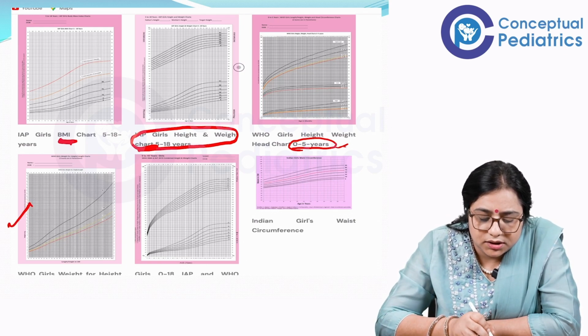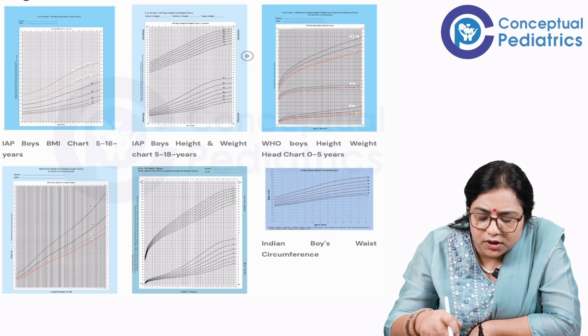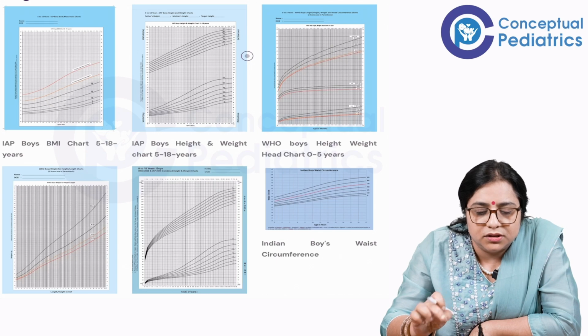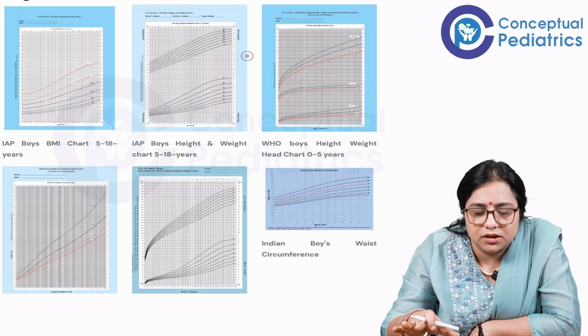And then this is the combined charts, and then we also have specific charts. It's waist circumference chart, girls waist circumference chart. Similarly for boys, all the similar charts are there for the boys also.